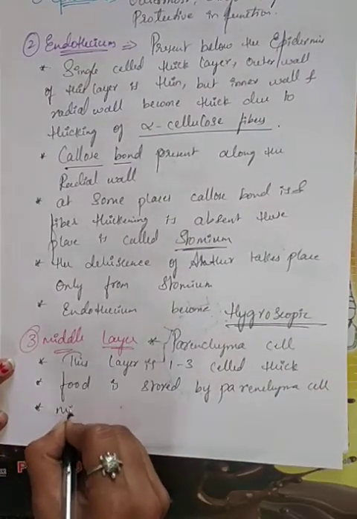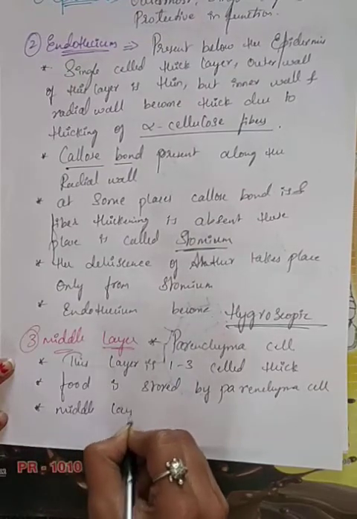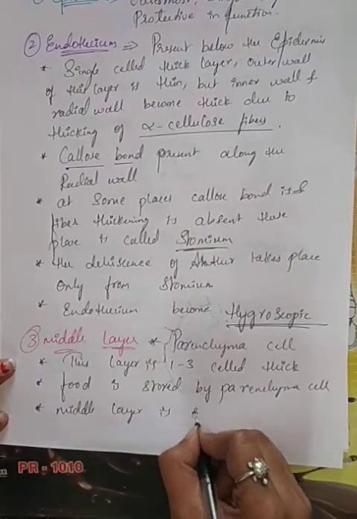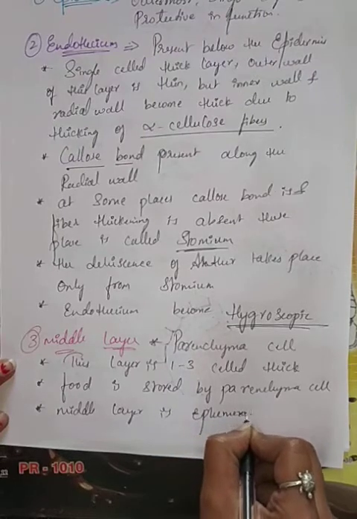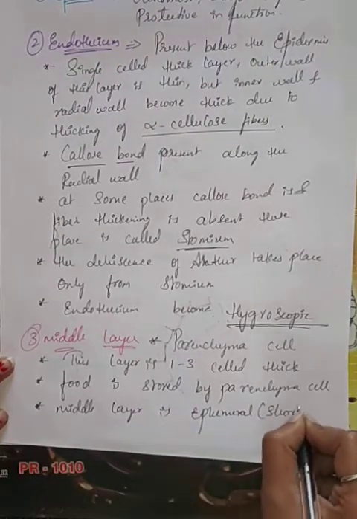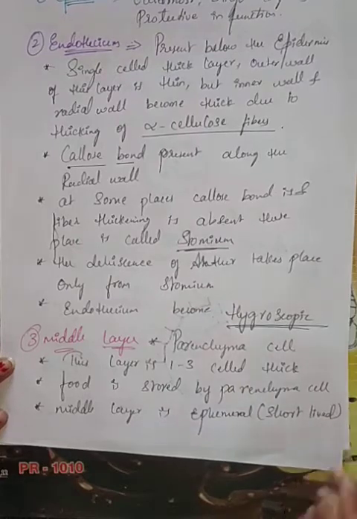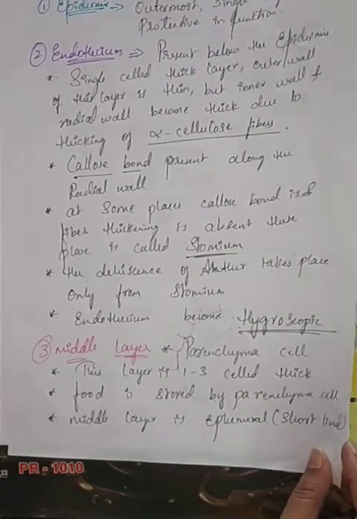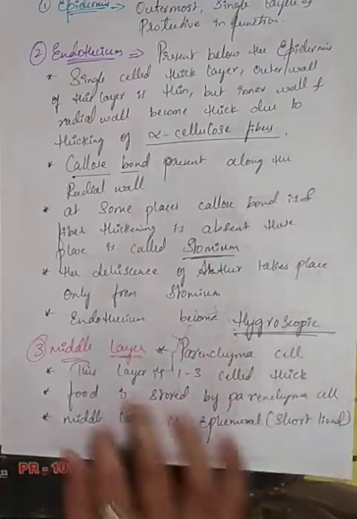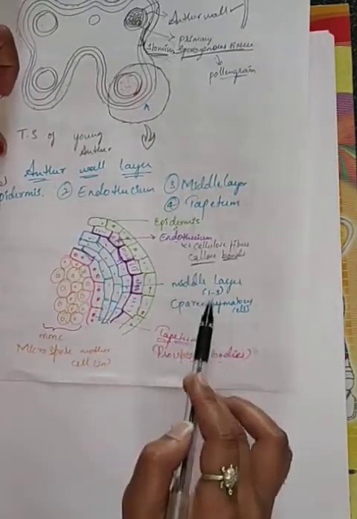And the last one, children: the middle layer is ephemeral. Ephemeral means it is short lived. After maturity of the anther, this middle layer degenerates. We have finished the epidermis, endothecium and middle layer. Next comes the tapetum.